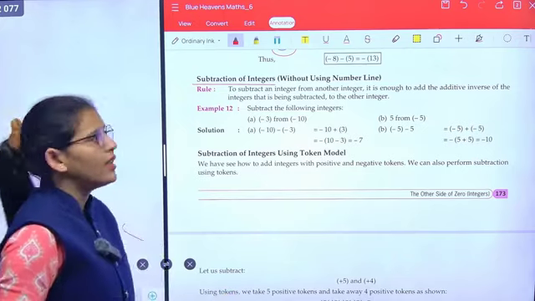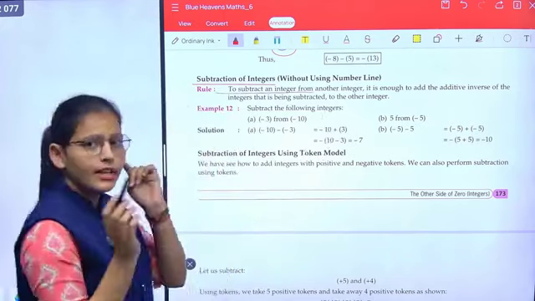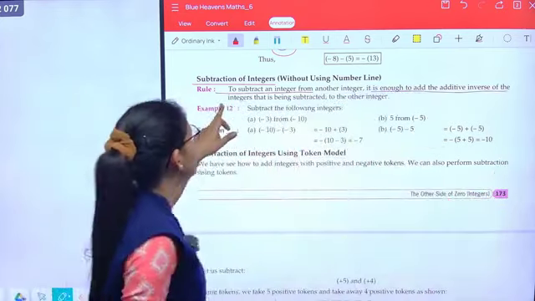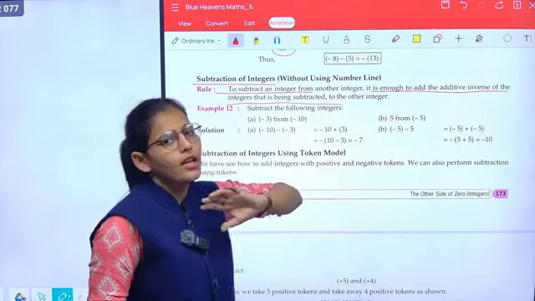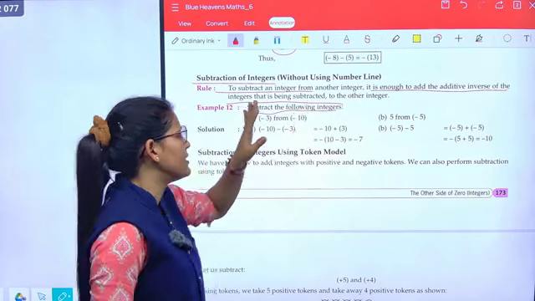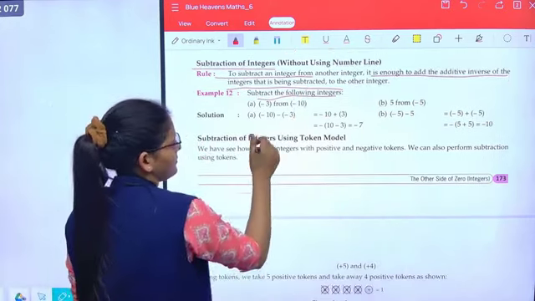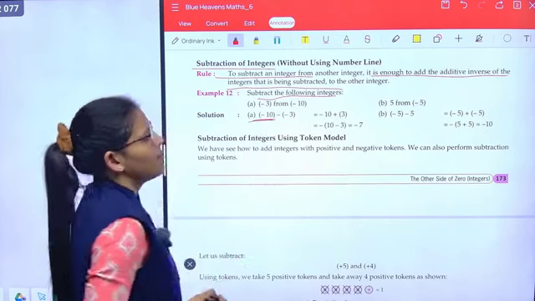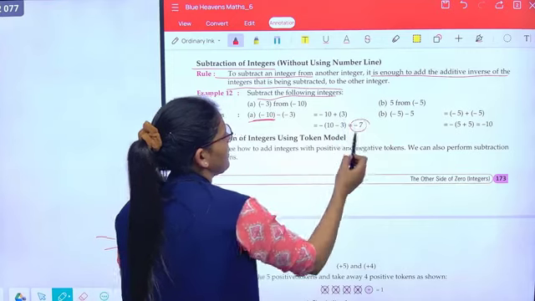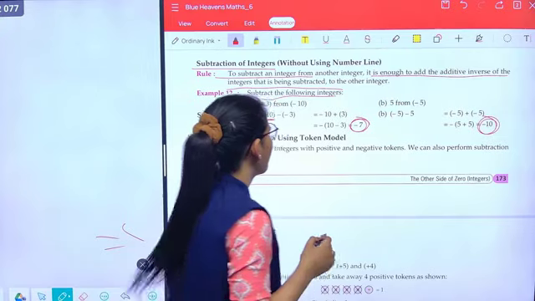Subtraction of integers without using a number line. Rule to subtract an integer from another integer: it is enough to add the additive inverse of the integer that is being subtracted to the other integer. Now class, come on, example number 12. Subtract the following: minus 3 from minus 10. Now class, minus 10 minus minus 3. Now class, it will become minus 10 plus 3, which is minus 7. Again the same rule.